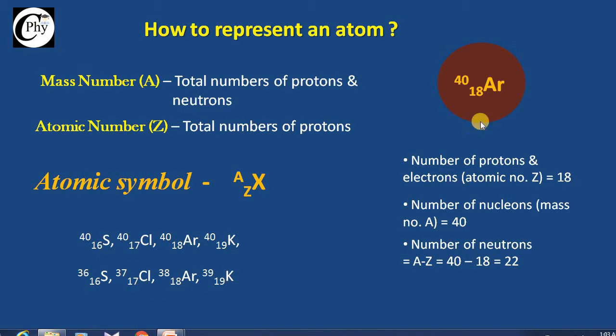So these are the representations of some atoms. For example, this is the argon atom. Here the number of protons and electrons, that is the atomic number, is equal to 18. The number of nucleons, that is the mass number, is equal to 40, and therefore the total number of neutrons present in this argon atom is equal to A minus Z, which is equal to 22.